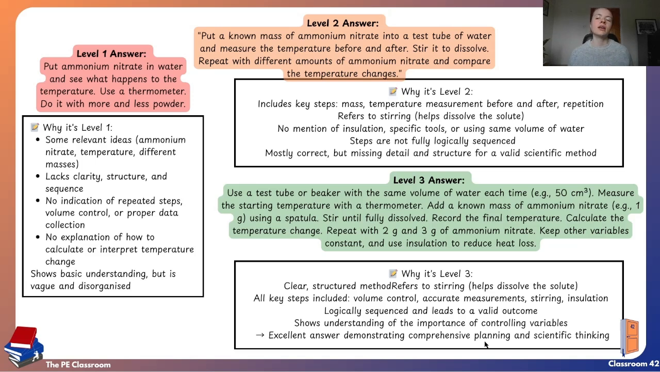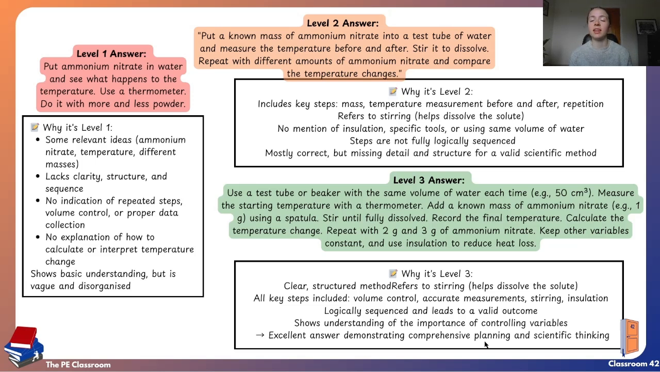However, when you look at this level 3 answer, you can see that some of this is in there. Use a test tube or beaker with the same volume of water each time, e.g. 50 centimetres cubed. Measure the starting temperature with a thermometer and add a known mass of ammonium nitrate, such as 1 gram, into the beaker using a spatula. Stir until fully dissolved. Record the final temperature. Calculate the temperature change and repeat with 2 grams and 3 grams of ammonium nitrate. Keep other variables constant and use insulation to reduce heat loss.